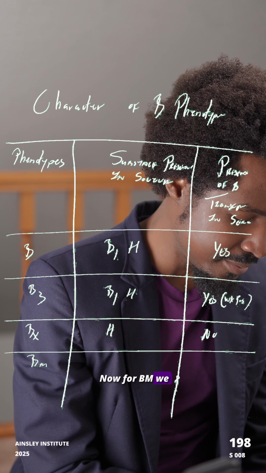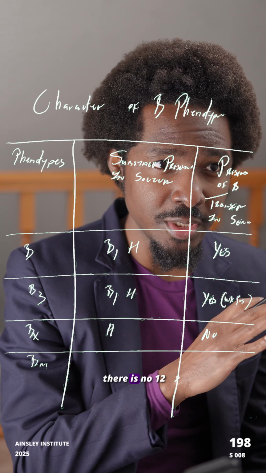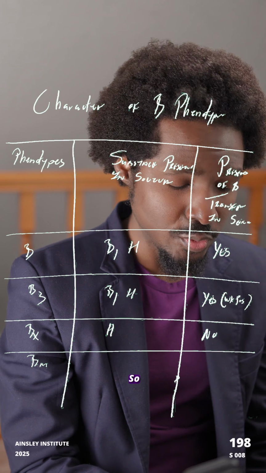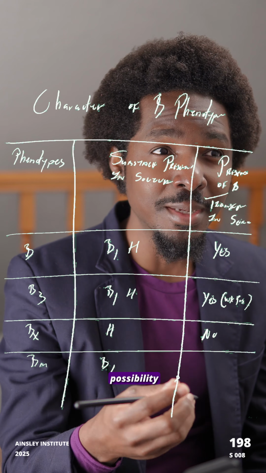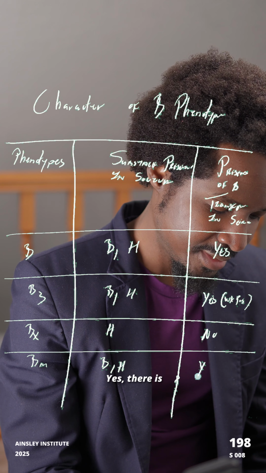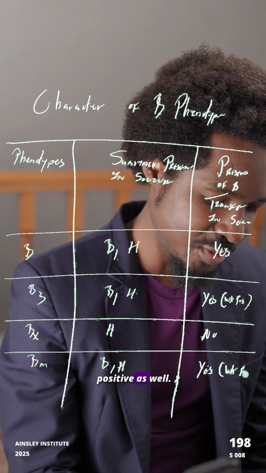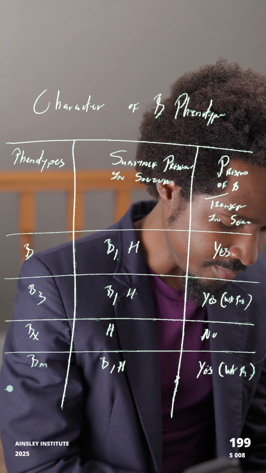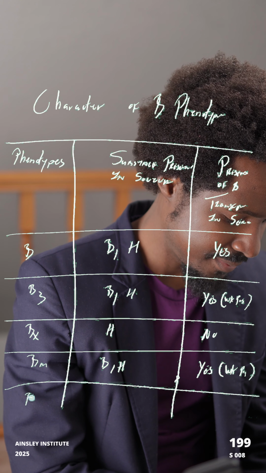Now for BM, we had a situation where there is no to a weak reaction. So in this case, we will have B, and there is a possibility of H, right? Yes, there is going to be B transferase, and this is going to be a weak positive as well, just like the B3, right? And the final one we're going to look at is the BL.